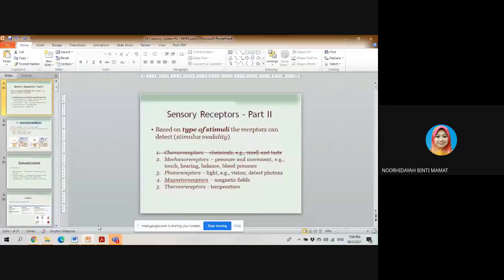So today we are going to continue our class. The topic for this week is the sensory system. We are going to continue with the mechanoreceptor, photoreceptor, magnetoreceptor, and also the last type of sensory receptor, which is the thermoreceptor. So before that, let me share my slide. Okay, hopefully all of you can see my slide.